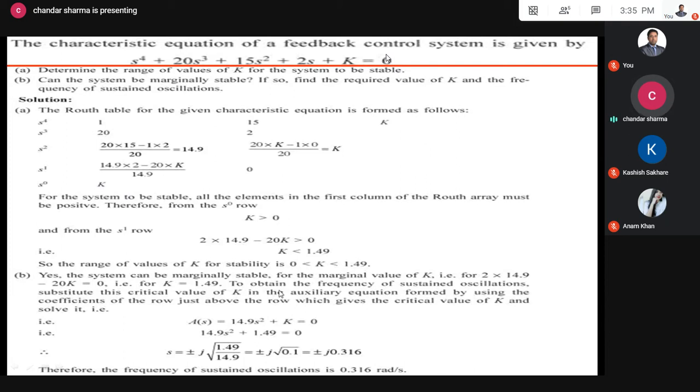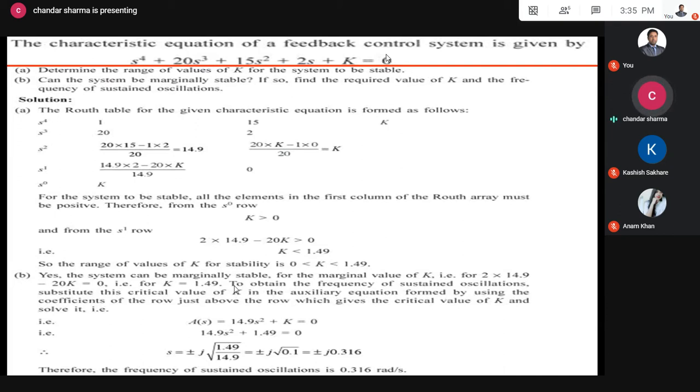And to find the frequency of sustained oscillation, I have to make one row 0. So which one do I have to make 0? I have to make this one 0, so that we can find the frequency of sustained oscillations. Sustained oscillation means like a pendulum, the value of K keeps changing, for marginally stable. So this is about the stability of the system.